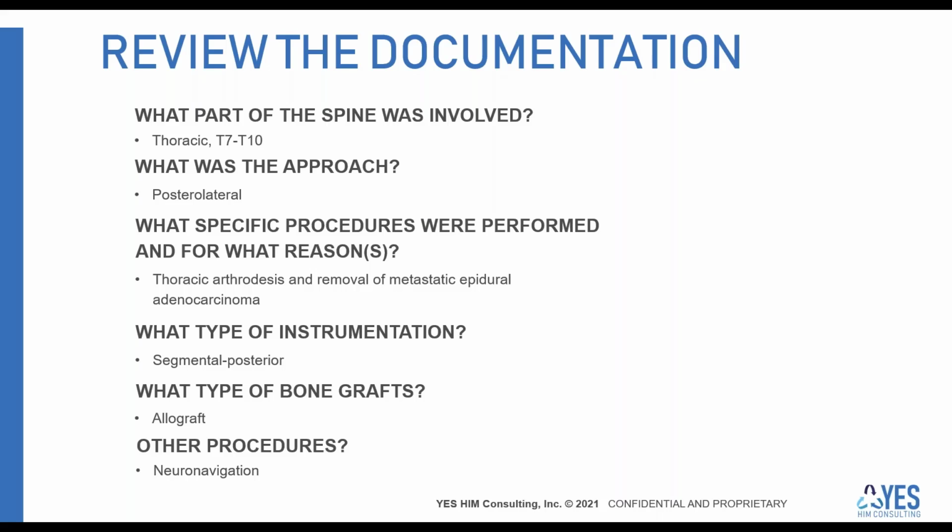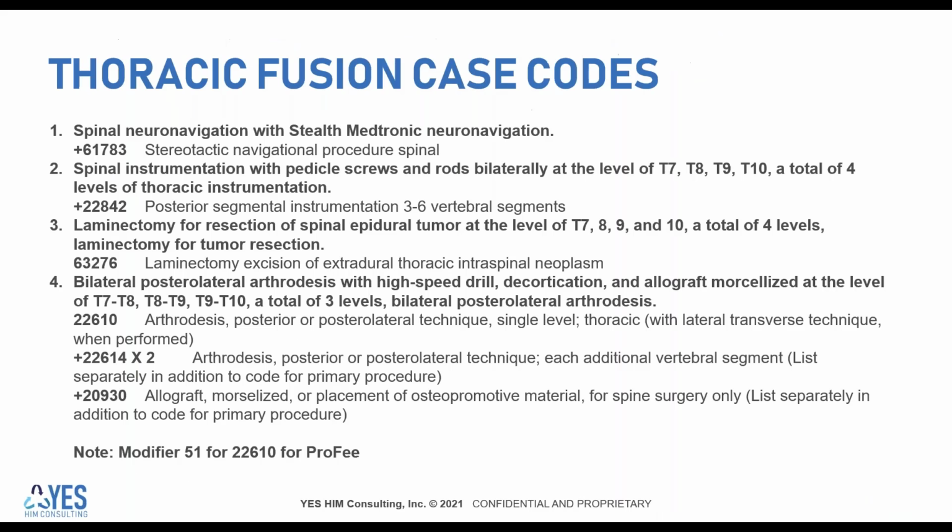What specific procedures were performed and for what reason? Again, it's always important to write down your diagnosis and what the reason was for these procedures. So this was a thoracic arthrodesis and the removal of that adenocarcinoma. What type of instrumentation? Again, this one was segmental and posterior. There was an allograft and neuronavigation.